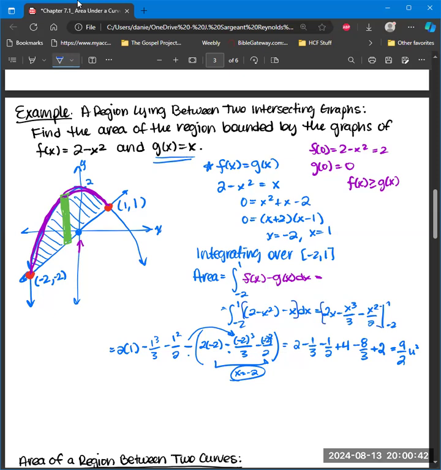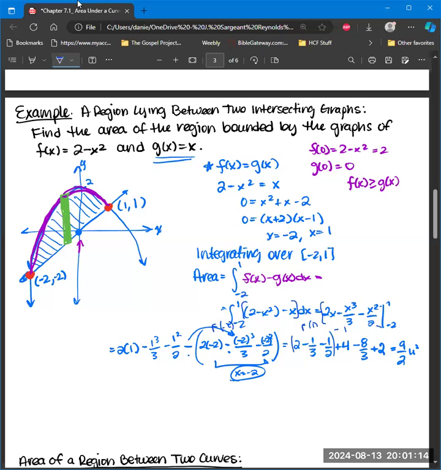And we get 2 times 1, which is 2, minus 1 cubed over 3. That's going to be 1/3. Minus 1 squared over 2 is going to be 1/2. So this part right here is capital F of 1, minus, and then this part over here is capital F of negative 2.